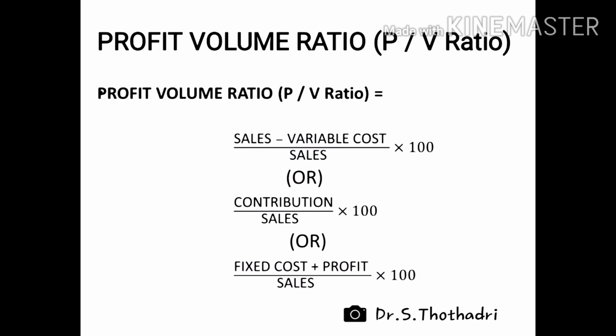PV ratio helps to determine the percentage of profit in sales. So the answers you are deriving from the PV ratio will be expressed in terms of percentage. Higher the PV ratio, higher will be the profit. Lower the PV ratio, lower will be the profit. To calculate the profit volume ratio, there are 4 formulae.